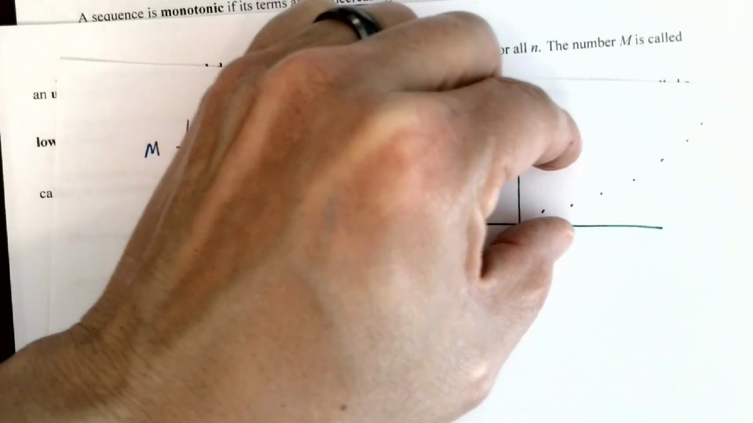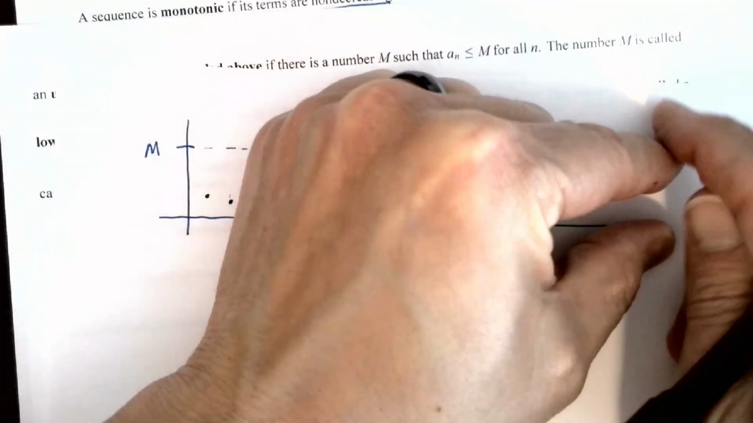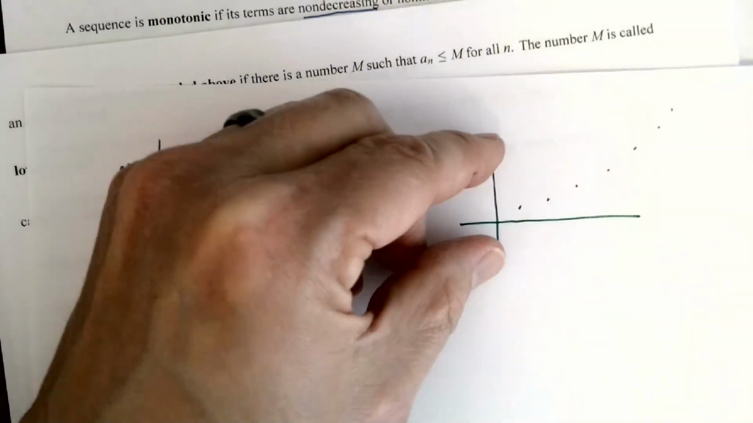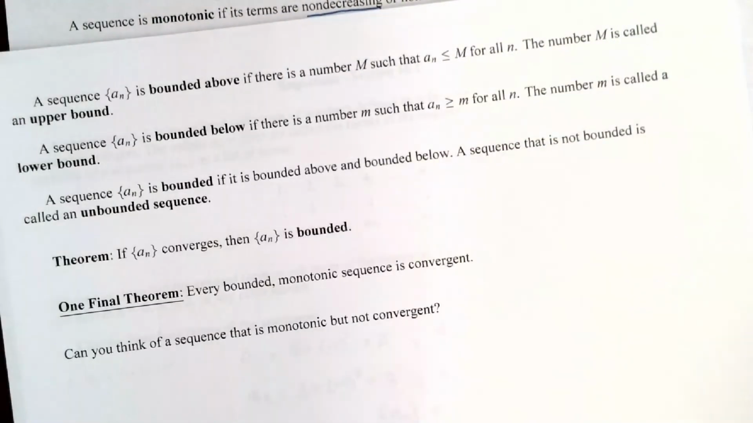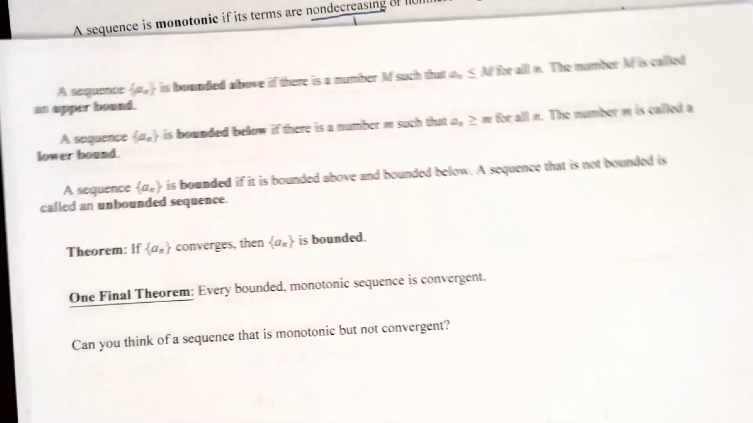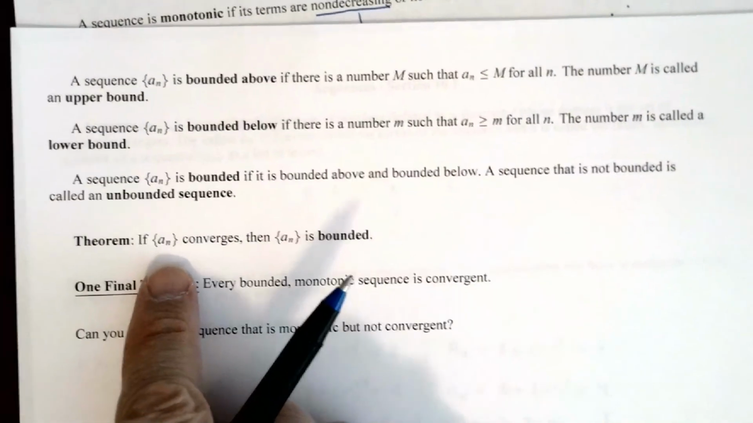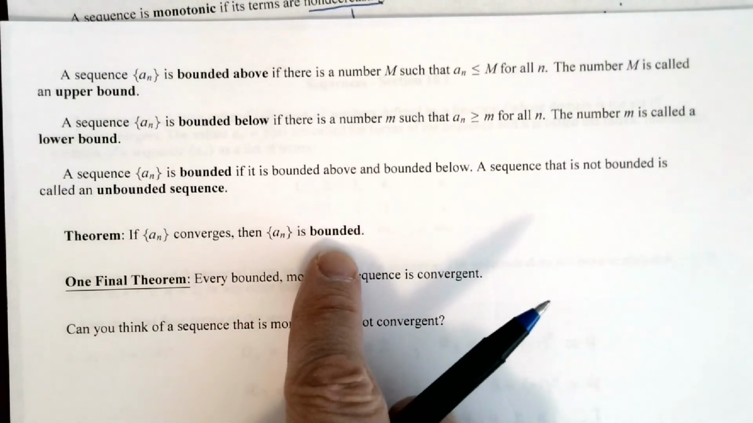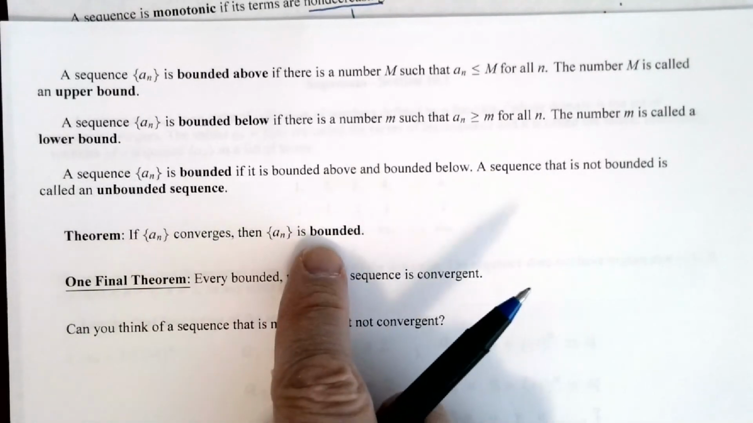The sequence here is not bounded, right? The points escape and never come back into that bounded region. So here's a nice little theorem then: if a sequence converges, then that sequence is bounded.